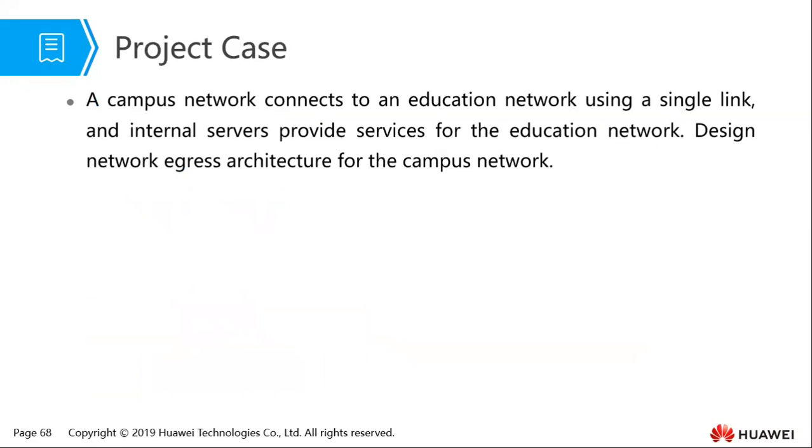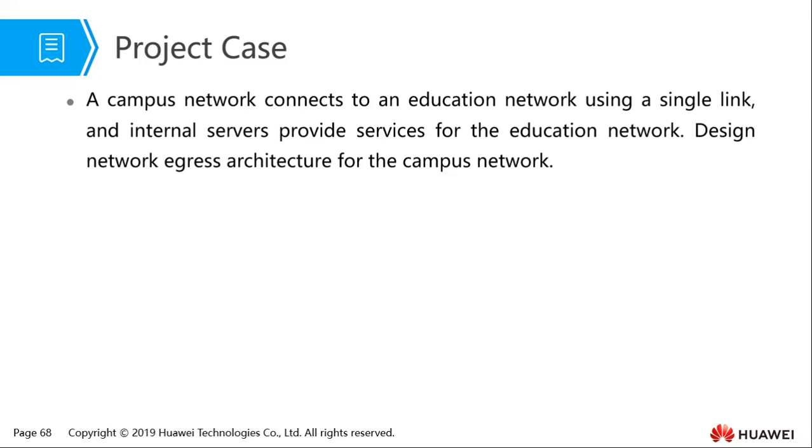So let's look at an example, the same one that we've been looking at since yesterday. So this is a case: a campus network connects to an education network using a single link. So MMU connects to KenNet, Kenya Education Network, using a single link, and internal servers provide services for the education network. So design a network egress architecture for the campus network.